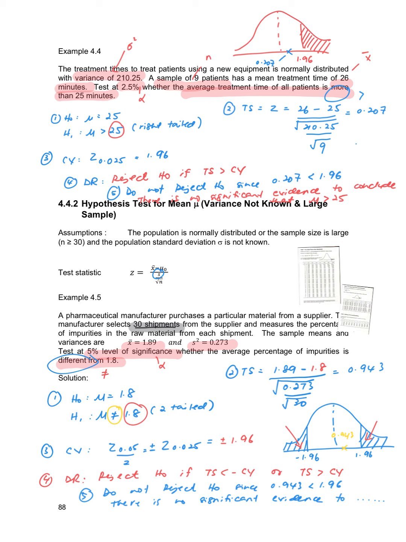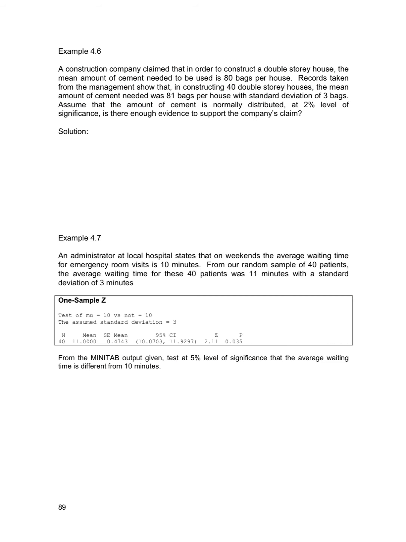So dia mesti memenuhi salah satulah, sama ada value tu kurang negatif 1.96 ataupun lebih 1.96. Tapi bila kita compare 0.943 dengan 1.96, value dia kurang. 0.943 less than 1.96. So that's why we fail to reject ataupun do not reject the null hypothesis.